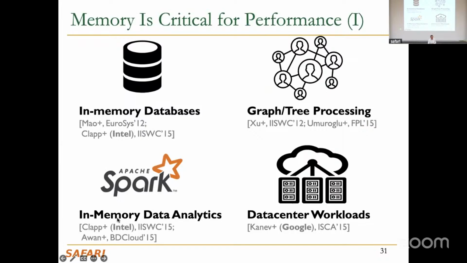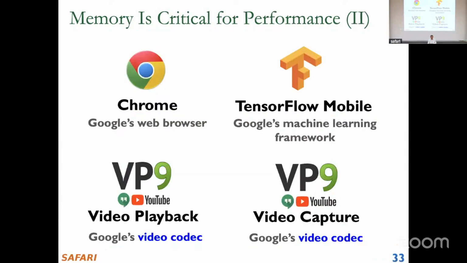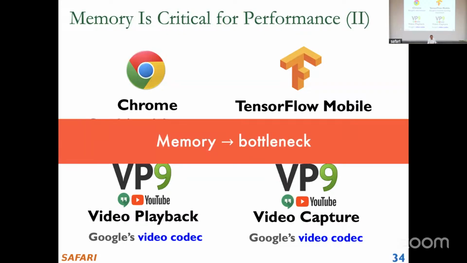These are some references. If you're really so inclined, you can look at them. These references essentially show that a lot of these applications that we use in data centers, et cetera, or in our daily lives are really bottlenecked by memory. I'm going to give you some numbers soon. These are some other applications that we have actually studied a lot in some of our work. And they're also bottlenecked by memory.